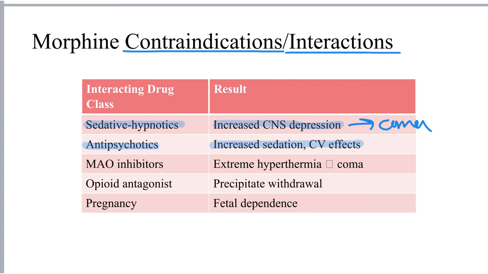It is also contraindicated to be administered with drugs that are also hyperthermic and can increase core body temperature, such as the monoamine oxidase inhibitors, because this can lead to coma and even death. Morphine, which is a strong opioid agonist, should not be administered with an opioid antagonist because that could precipitate a withdrawal syndrome in dependent individuals. More on this will come very shortly in this video. And finally, morphine is contraindicated during pregnancy because it does cross the placental barrier and can lead to dependence in the fetus.